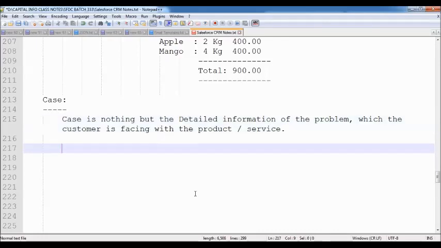Now, in this case, who is raising the case? The customer. The customer makes a call to customer care and raises the case. Once the customer has raised the case, what is the next step? As an organization, what is my step? What do we need to do?